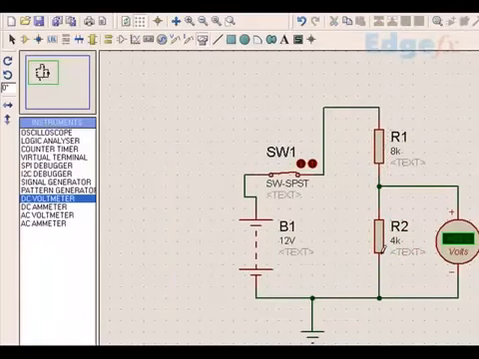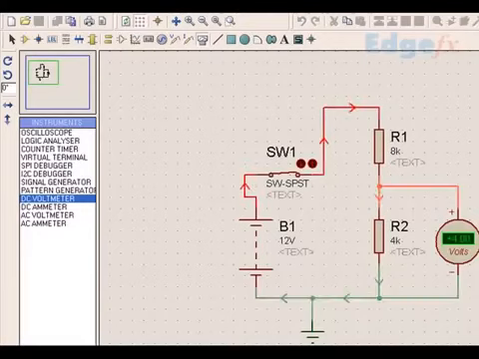Think in those terms only. See, this is 8k, this is 4k. That means this is 2 times of this. The total ratio is about 3. So 12 divided by 3 is 4, and 4 into 1 is 4 here, 4 into 2 is 8 here. That means this voltage will be 8 volts and this voltage will be 4 volts. That's the way we should understand. Now let's put it in this way and see.